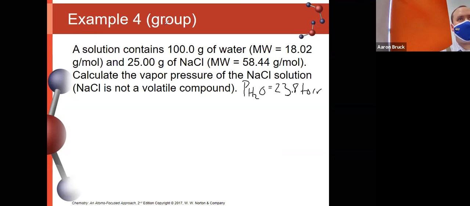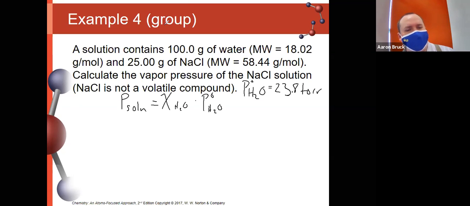So this is the first type of problem. If you're not given a vapor pressure for the component, we can assume it's non-volatile. So in this case, the pressure of the solution would be equal to the mole fraction of the water multiplied by the vapor pressure of the pure water, which would be 23.8 torr. So go ahead, chew on this for a few minutes, and let's see what you come up with.